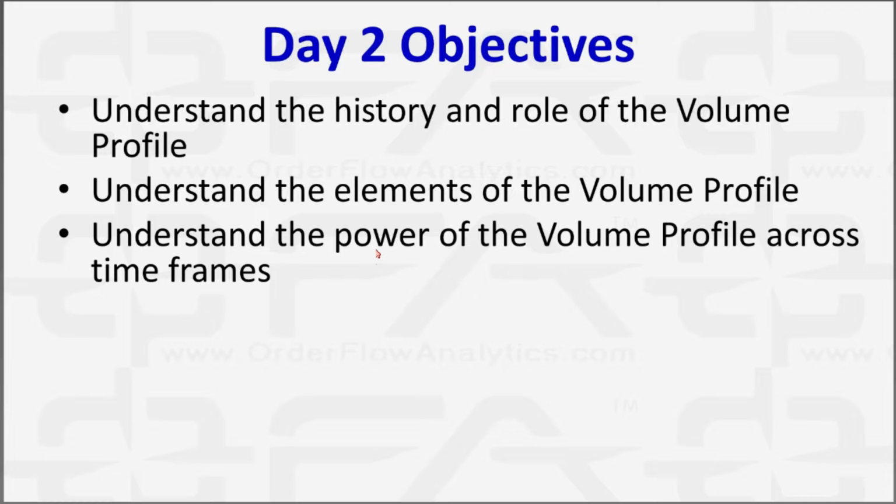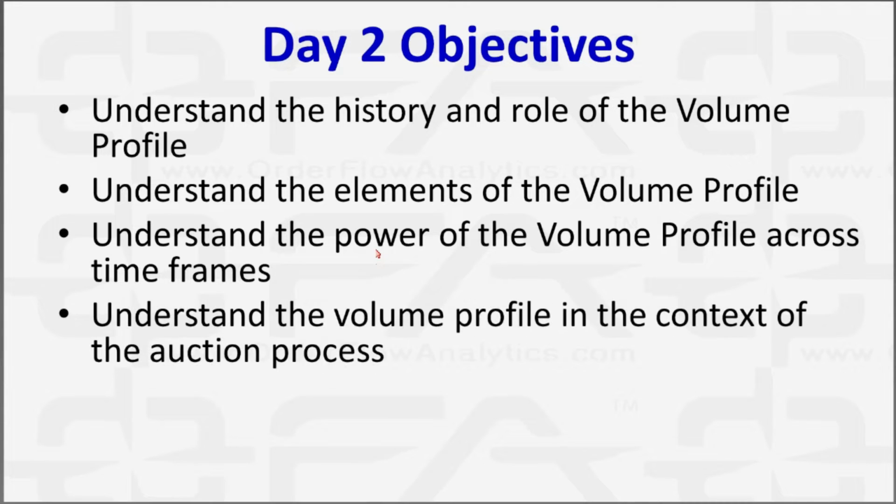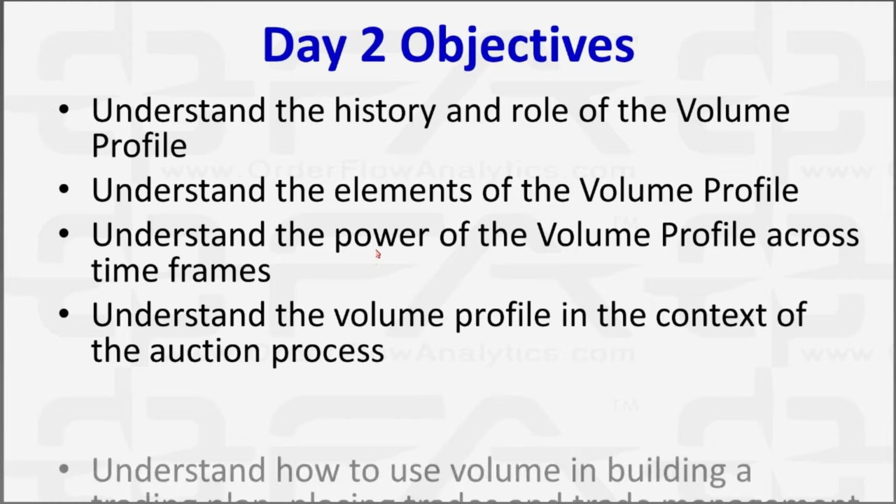I had a friend who used to call them Moneyball because they just worked that well. My point is that when you start to understand the confluence of these levels across the different time frames, because there are different participants in the market, they become incredibly powerful levels for trade. So understand the volume profile in the context of the auction process. How does the auction process and order flow actually build the volume profile? We're going to talk about that a bit today.